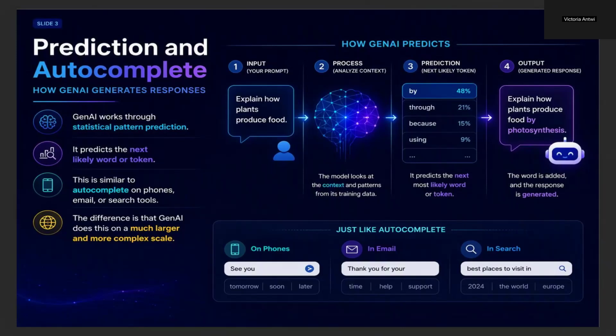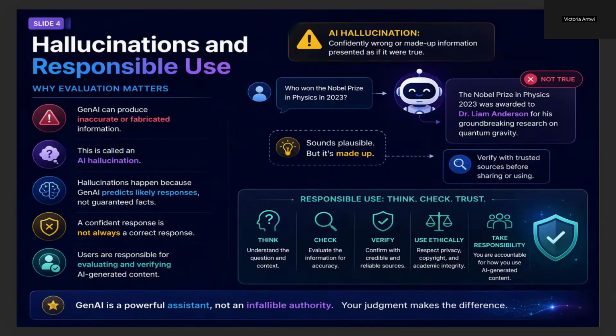It predicts one token, then uses that token to predict the next one. This process continues until it has created a complete response, and that is what is presented to you as the output. Now, let's look at an unavoidable byproduct of this predictive nature of GenAI, which is hallucinations.